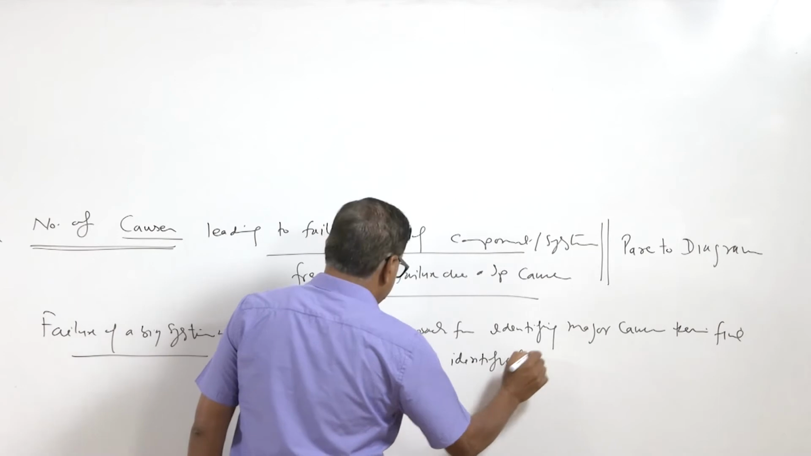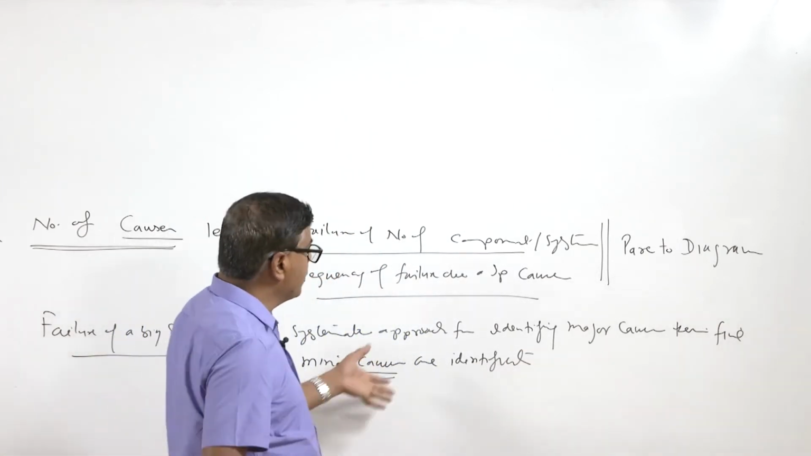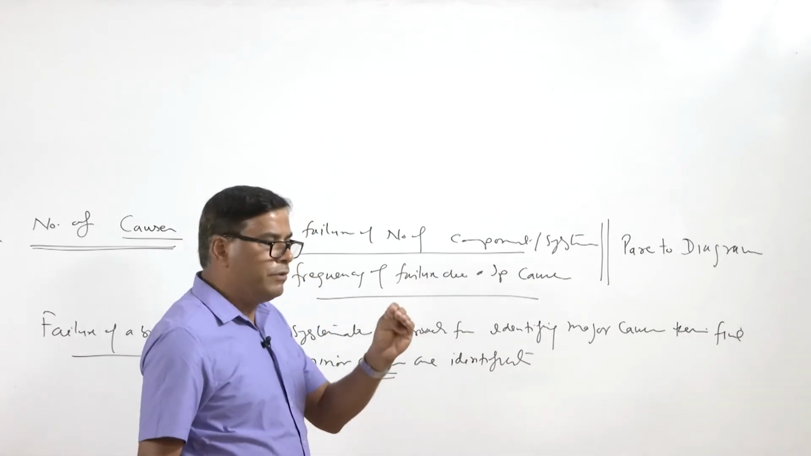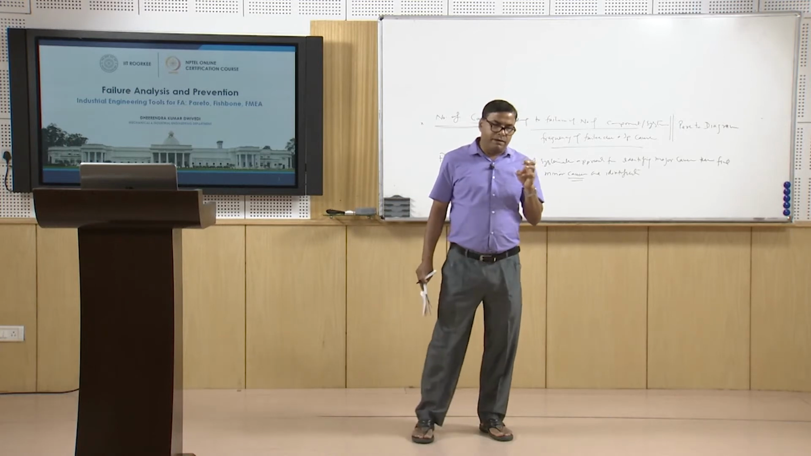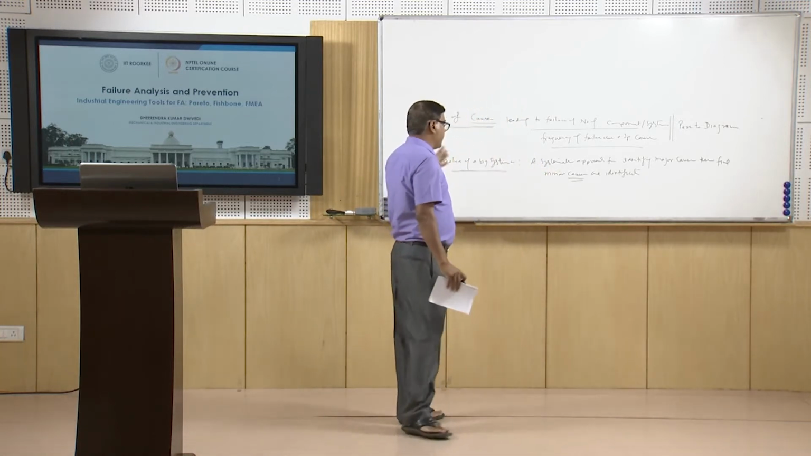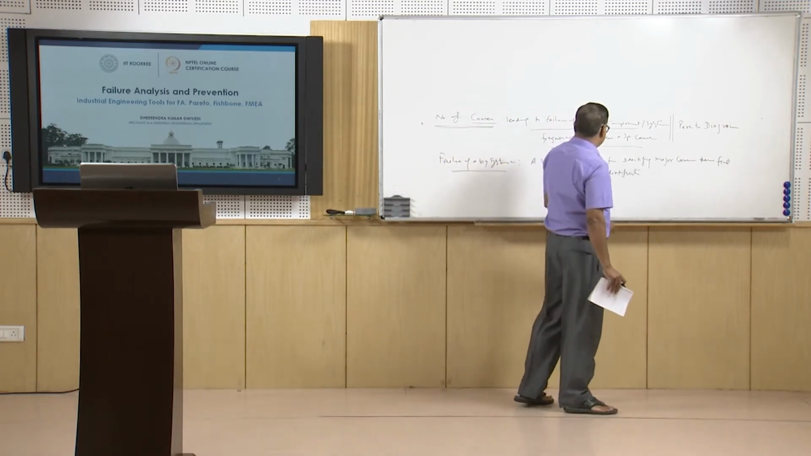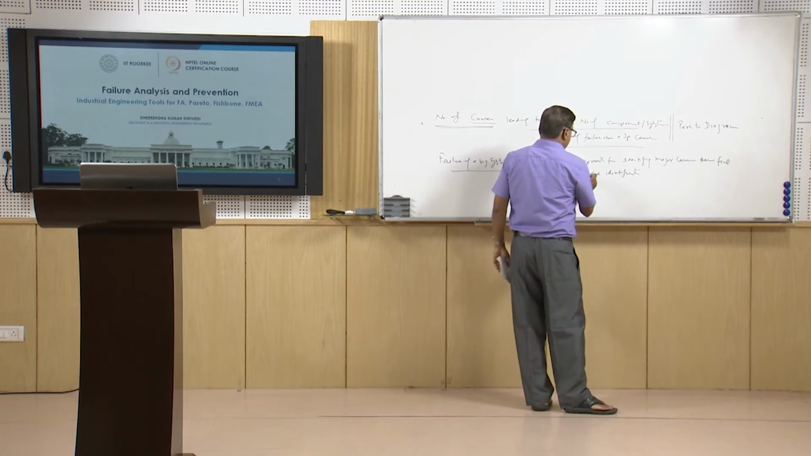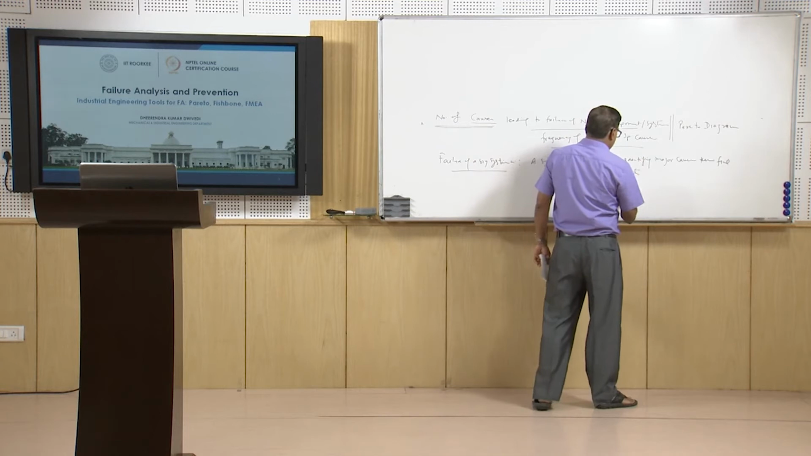So, these minor causes actually will be actionable, or these can be broken down further until we find things which are actionable, or the things on which action can be taken in order to avoid the failure of a particular product or the system. So, minor causes are the actionable causes, these are identified.